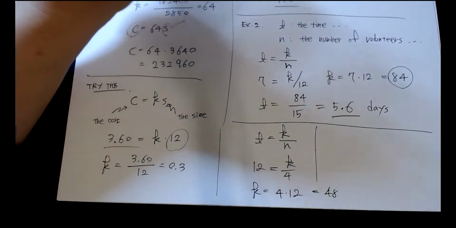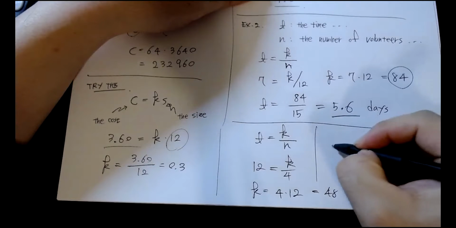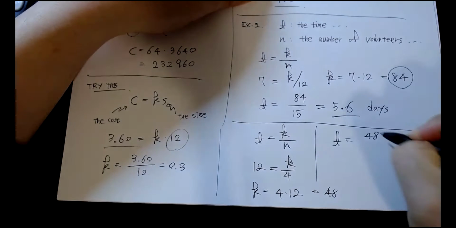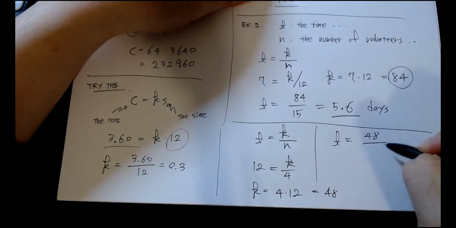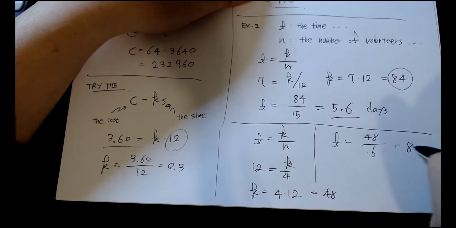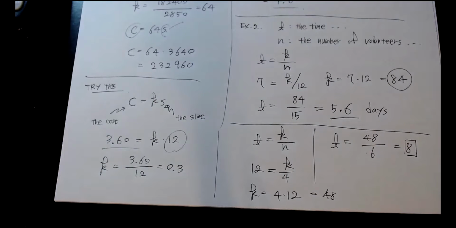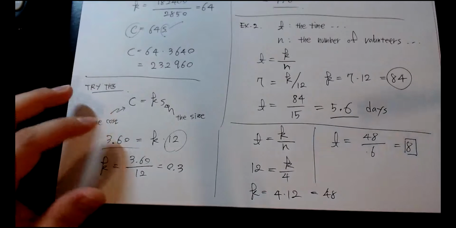Yeah, 6 records to complete the job. So we plug in 6 into n. And then t is equal to 48. We just got k, which is 48, and the n is what? The number of records, which is 6. So this is 8, right? So 8 hours. It's going to take 8 hours to complete the job using 6 records.